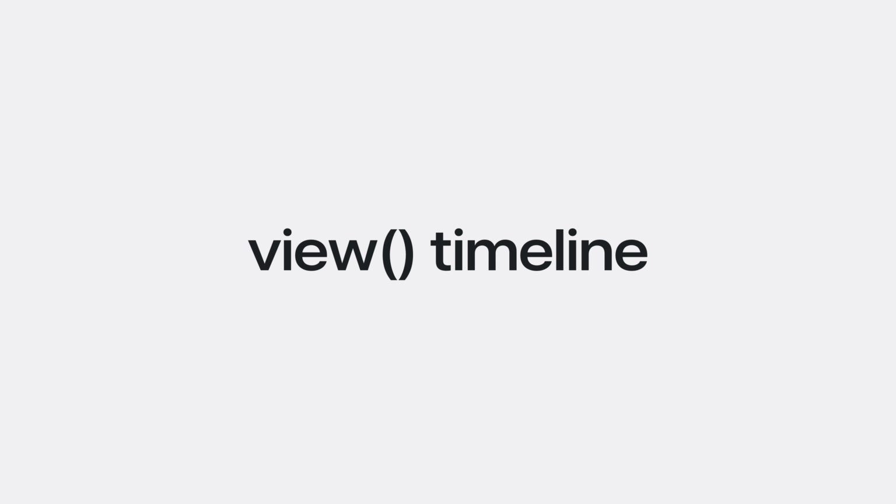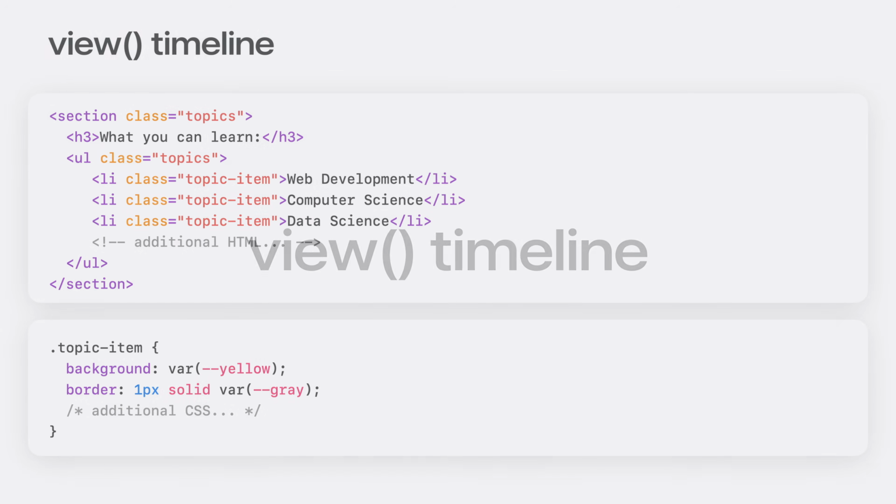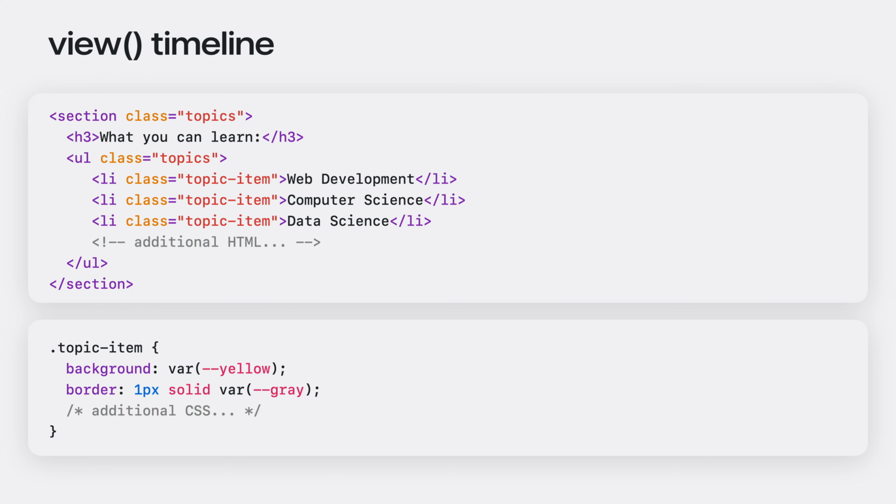Let's walk through some code to see how it works. I'll start with some HTML. Here, I have my list of topics with some classes I'll use in my CSS. Next, I'll add some basic CSS styling to turn my list into yellow boxes that match my website's theme. Now that I've got my foundation, I can start on my scroll-driven animation.